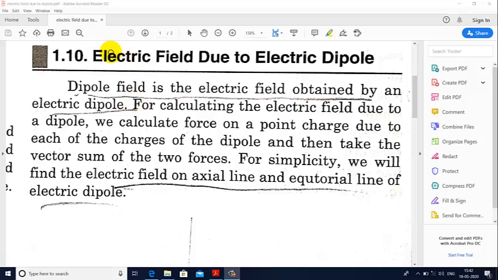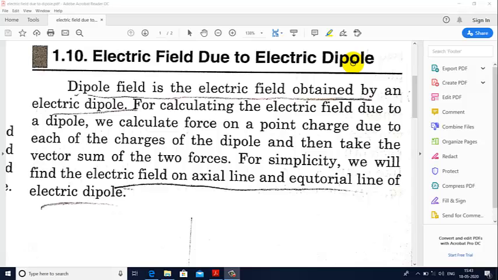The topic that will be covered today is electric field due to electric dipole. Whenever an electric dipole is present somewhere, it creates an electric field in its neighborhood because electric dipole has charge, and charge always creates electric field in its neighborhood. So electric dipole will also create an electric field. We will calculate the value of this electric field which is created due to an electric dipole.